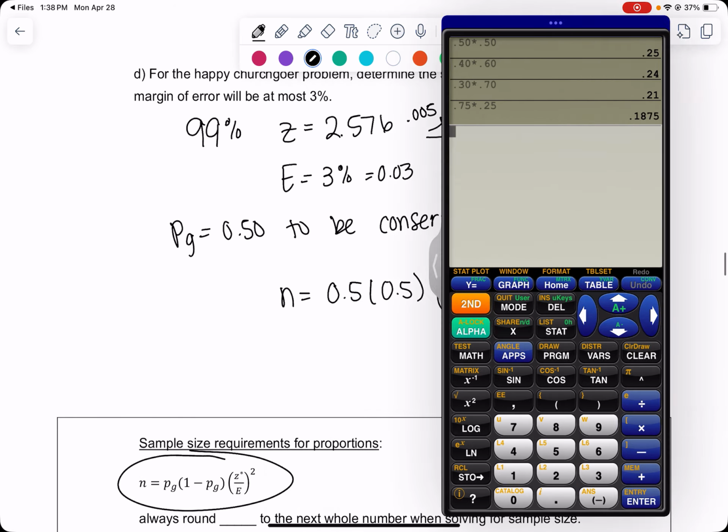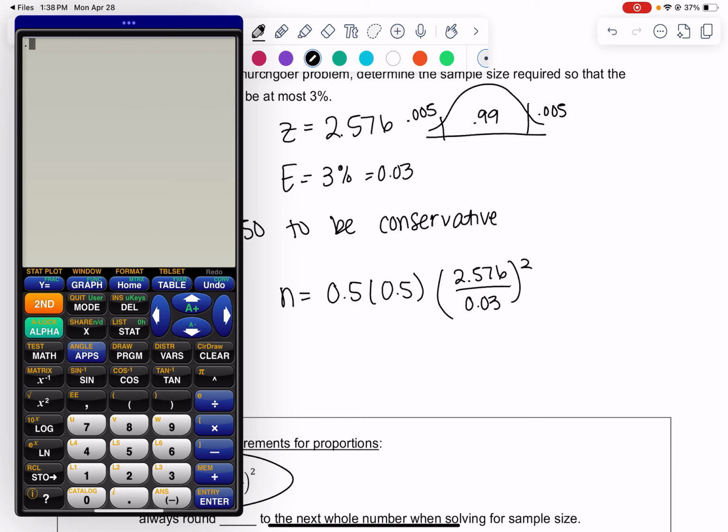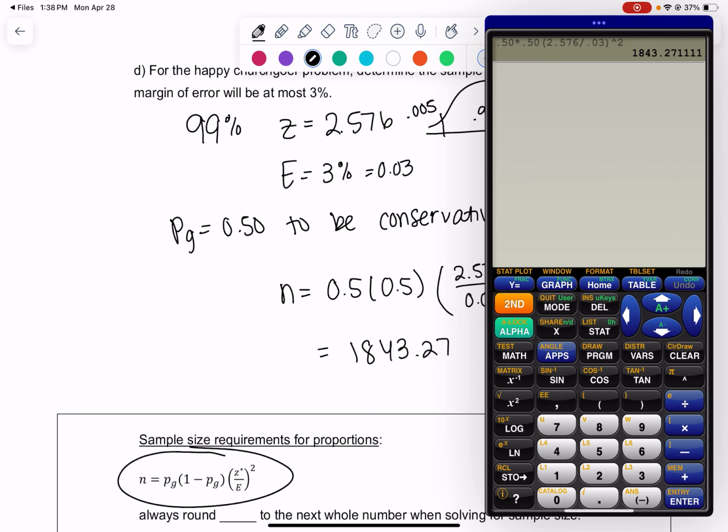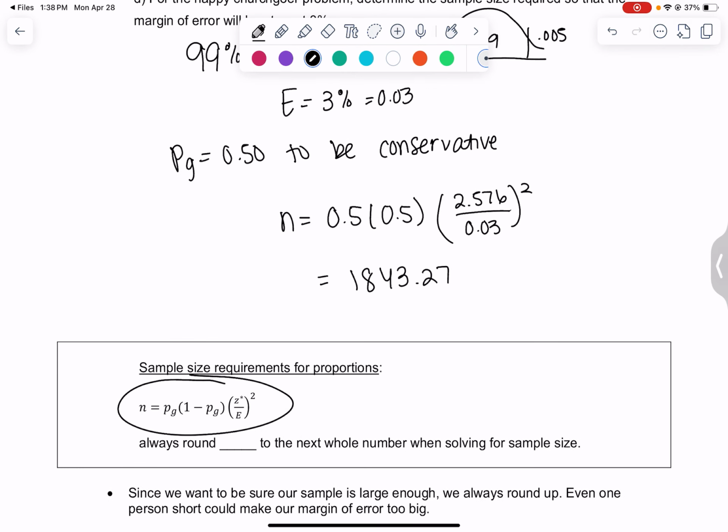And then on the calculator, 0.5 or 0.50, whatever. Sometimes adding the 0 helps us remind ourselves that it's coming from 50%. And then make sure both the z-score and the error are in parentheses together, and then we'll square them. And we get about 1843.27. And this is a sample size, so 0.27 doesn't make sense. So we have to have full numbers of people.